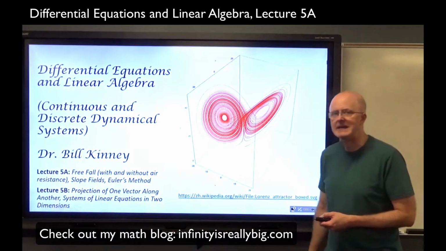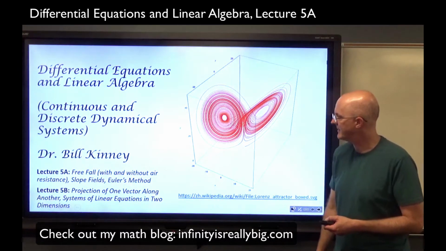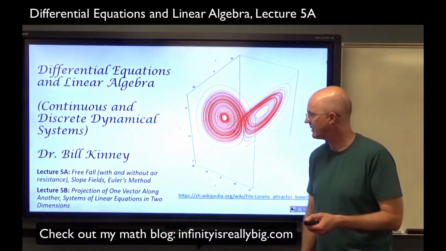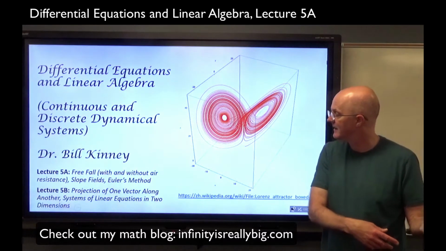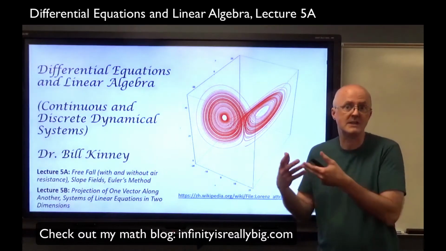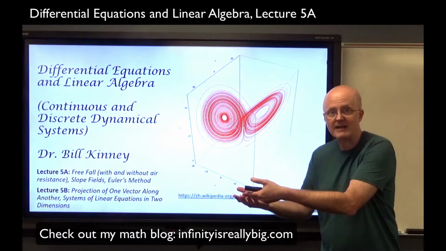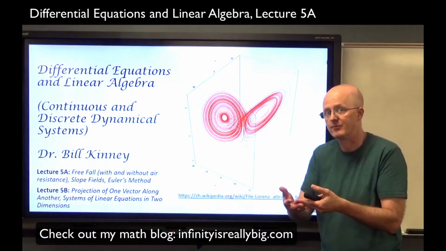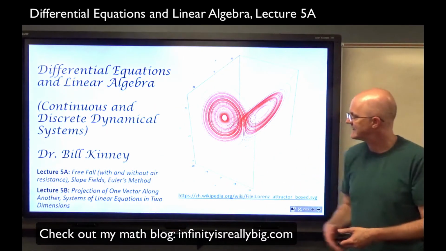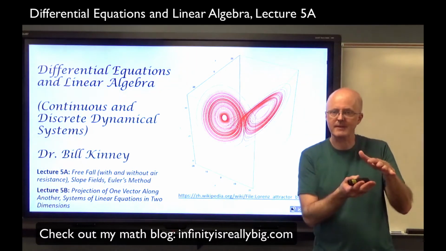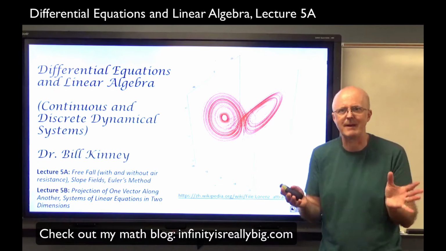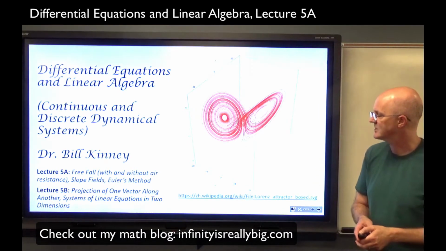In Lecture 5b, it's the linear algebra topics. We're going to talk about the important idea of a projection of one vector along another, and we'll talk about another physics application, actually, for that. Projections are essentially applications of dot products and normalization from Lecture 4b. Then we'll look at systems of linear equations in two dimensions, an example or two, talk about the method of elimination, and try to summarize the main things that happen with such systems.